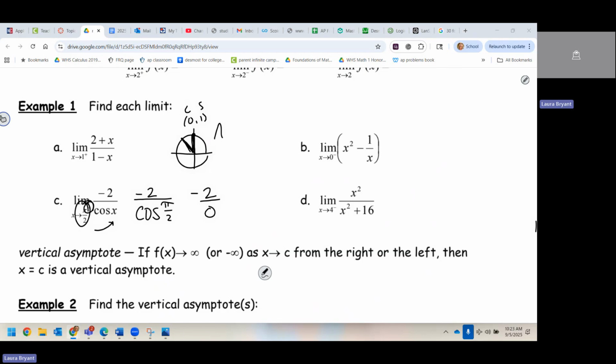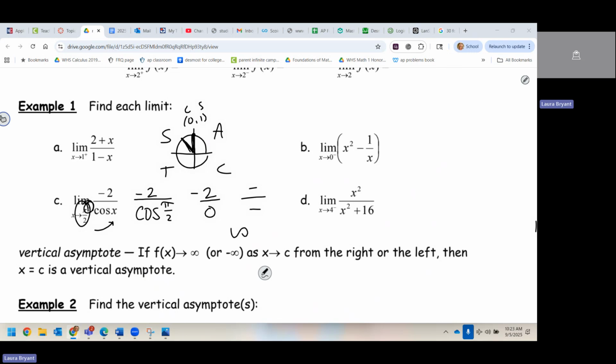Then if I go A, S, T, C, cosine in that location is negative. So when I'm sign testing, I get negative for the bottom part. If I plug in something bigger than pi over 2 in that location, cosine is negative. And on the top, it's -2, so it's always negative.